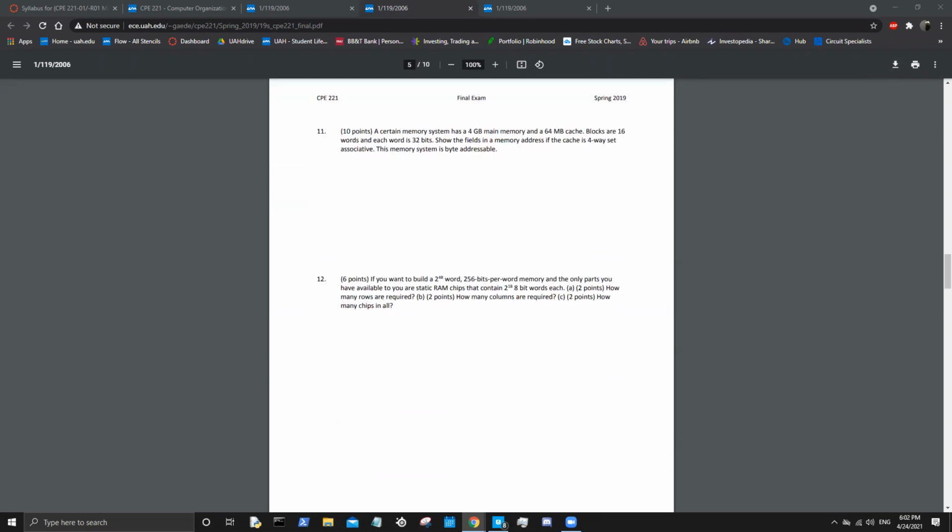Can I annotate? Where's my draw? There it is. All right, cool.